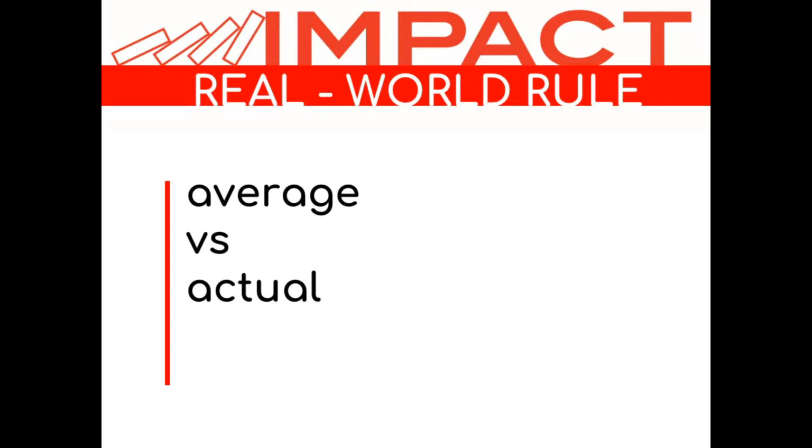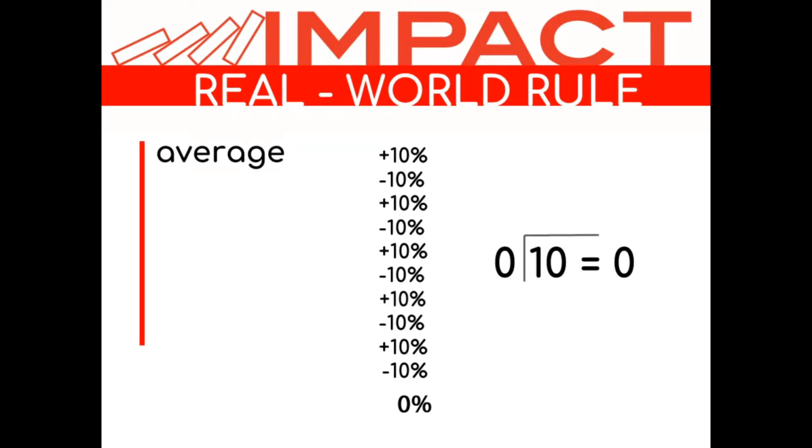So let's say that we're trying to calculate the average performance of an investment. To create that average, if this was a hypothetical scenario where there was an account that did positive 10, negative 10, positive 10, negative 10, positive 10, negative 10, and it did that for 10 straight years in a row, if we actually were to figure out what the average of that is, we would add up all of those numbers and we would get 0.